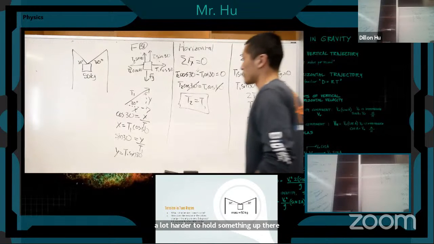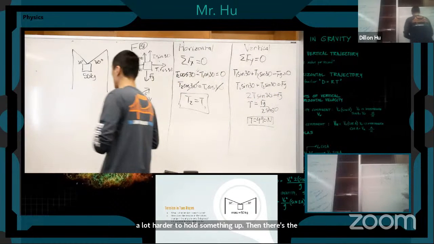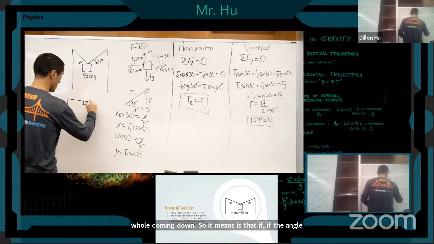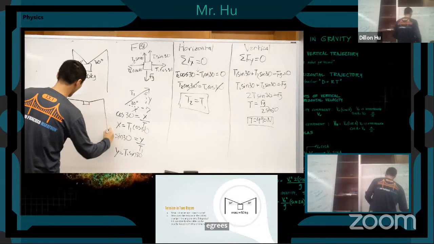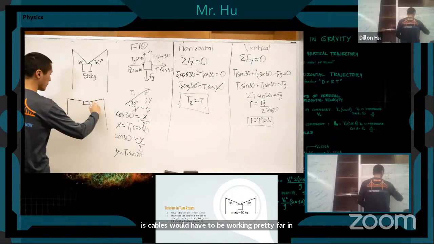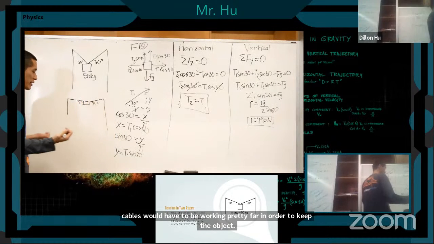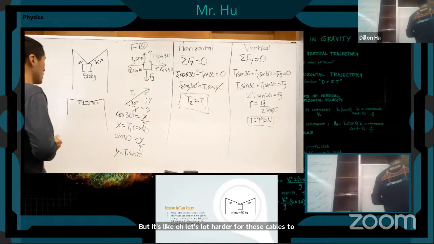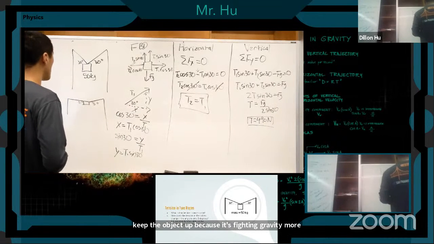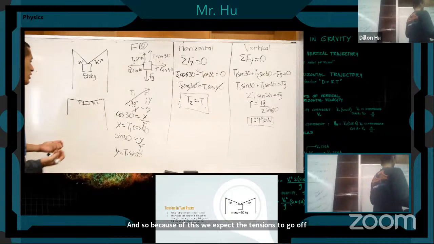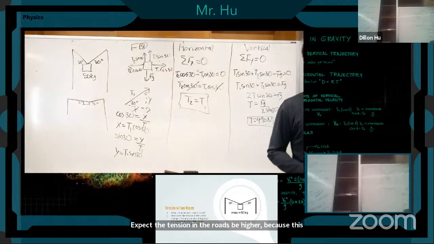So what it means is that if the angle here was actually 5 degrees, these cables would have to be working pretty hard in order to keep the object up. Right? It's a lot harder for these cables to keep the object up because it's fighting gravity more, essentially. And so because of this, we expect the tensions to go up. We expect the tension in the rope to be higher because these two cables will have to work a lot harder to keep the object up.